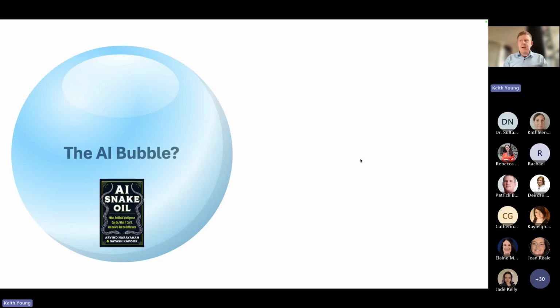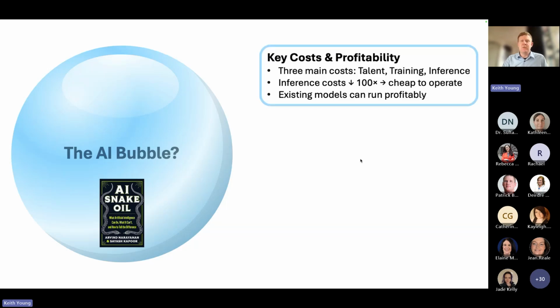Well, the author of AI Snake Oil, one of the authors, I should say, Arvind Narayanan, fantastic book, really dealt with a lot of the hype that there was around generative AI and LLM technologies. He actually has a bit more of a nuanced take on this, which I think I agree with. If we're thinking about this in terms of an AI bubble, you might talk about the key costs and profitability, and there's three main costs: talent, training, and inference, which is using the model. Inference costs themselves have come down over 100 times in the last few years. So these models are actually cheap to operate once they've been trained, and existing models could theoretically run profitably.